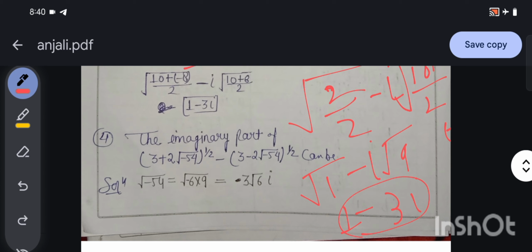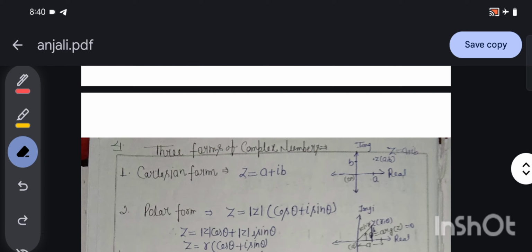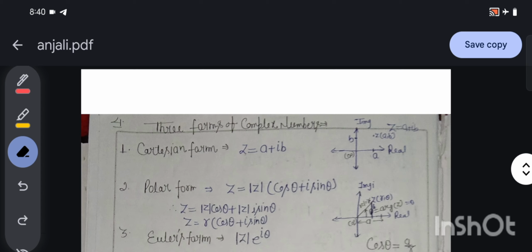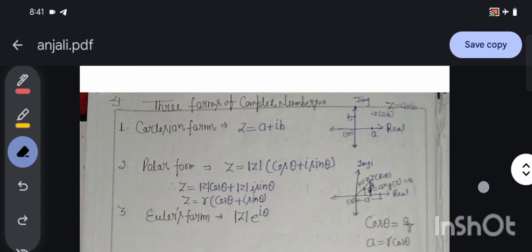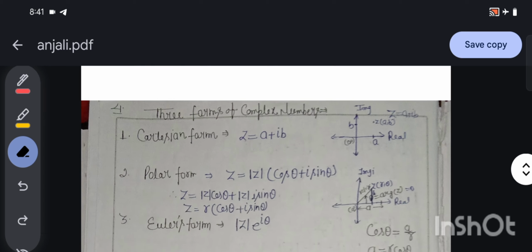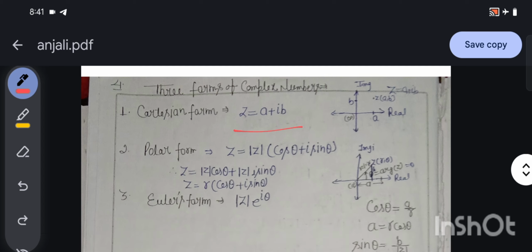It is clear? Okay. Then the next topic is three forms of complex number. We have three forms of complex number. First is Cartesian form, second is polar form, and third is Euler form. What is the equation of the Cartesian form? So z is equal to a plus iota b. This is the equation of Cartesian form. a and b are the complex point in ordered pair. It is clear?